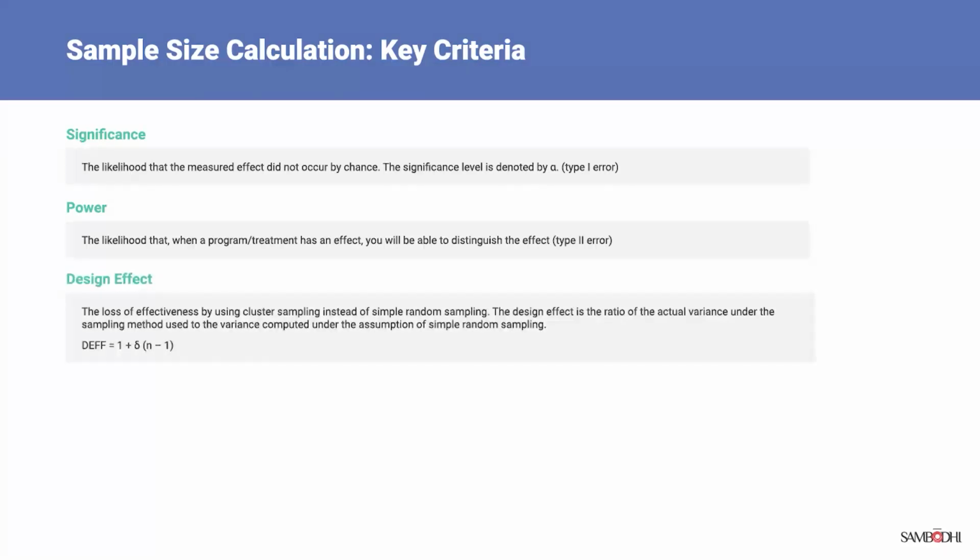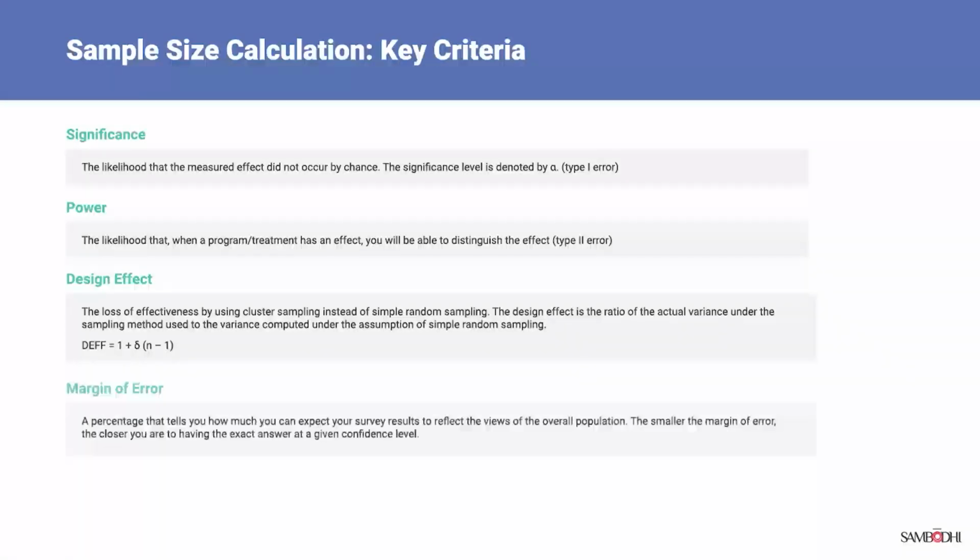The loss of effectiveness by using cluster sampling instead of simple random sampling is the design effect. The design effect is the ratio of the actual variance under the sampling method used to the variance computed under the assumption of simple random sampling. The formula on screen denotes the design effect.